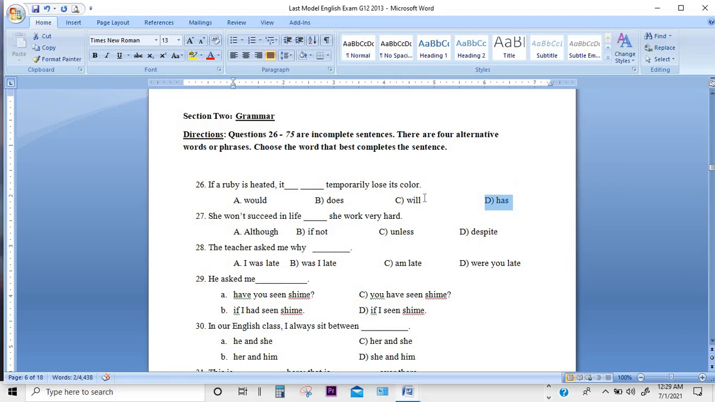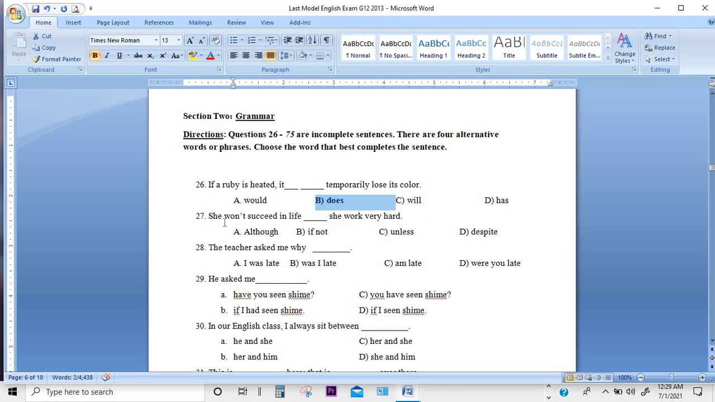Of course we use with perfect tense and after the blank space we expect a past participle verb, but as of our case there is no past participle verb so our answer will be only does. Okay, does. So if a ruby is heated it does temporarily lose its color. So does is used simply to stress the action, okay, to stress the action, to stress the condition. So it's a zero condition clause.